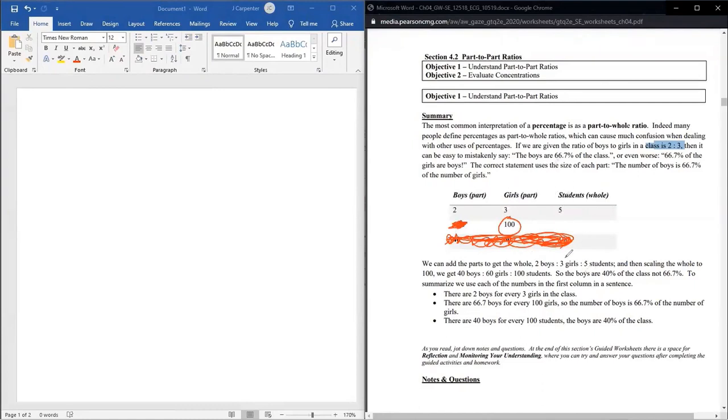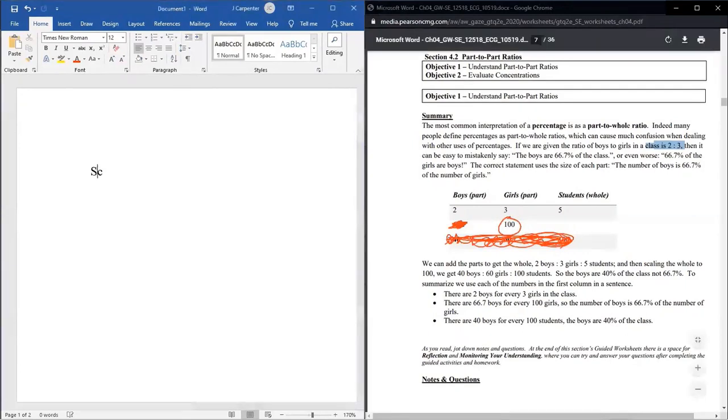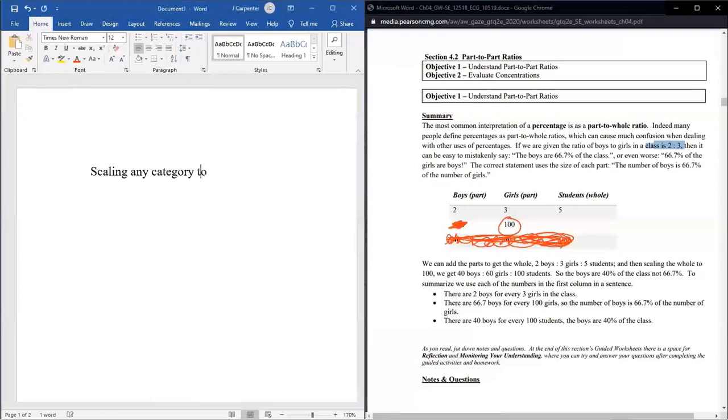We could keep making more rows because it's a proportion table. 20, 30, 50, 200, 300, 500. Those would all be perfectly the same proportional relationships. So what we're going to start doing is we're going to scale some things to 100. We can scale the boys to 100, we can scale the girls to 100, or we can scale the students to 100. So scaling any category to 100 says that that would be counted as the 100%. So just as a special reminder, scaling any category to 100 makes that category 100%.